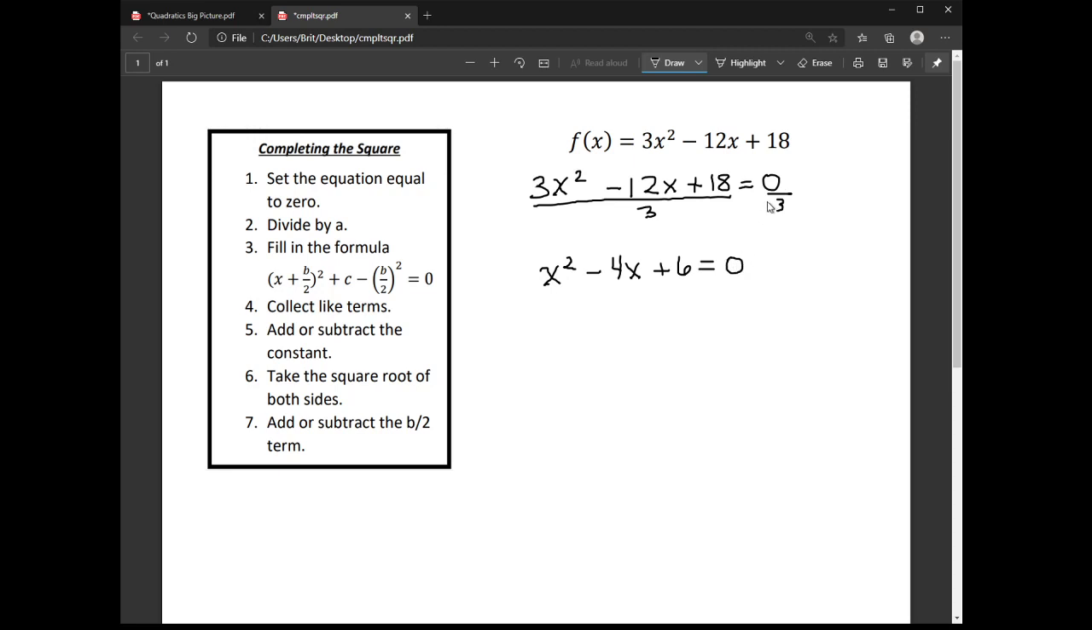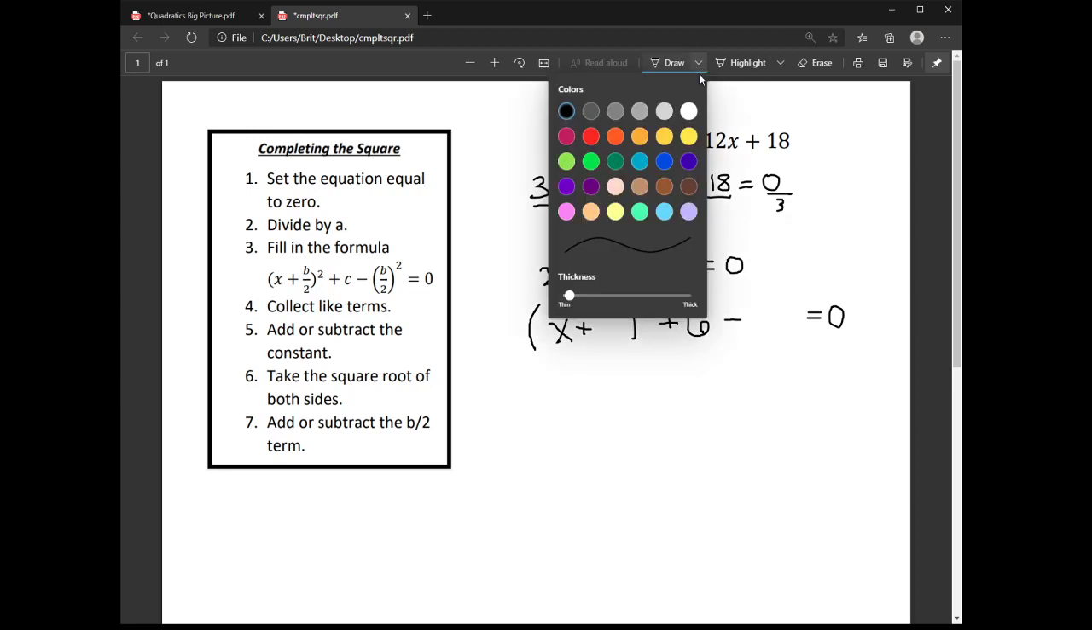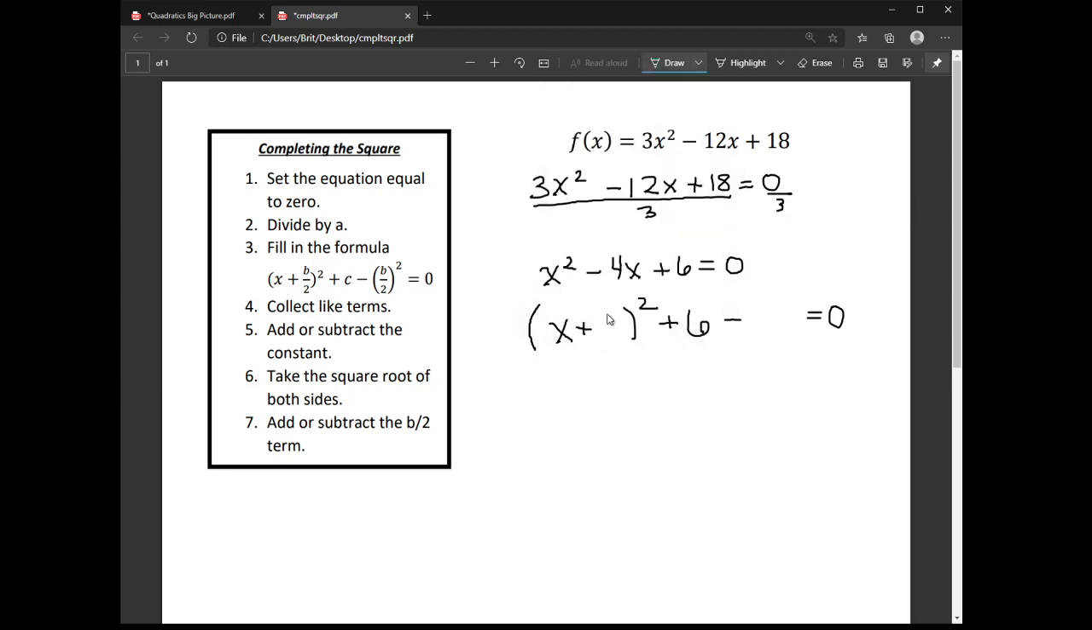So now this is the part where students tend to get a little confused. So I just remember this type of layout. You're always going to have an x plus and a square. And then you're going to drop your c down. And then you're going to put a minus and equals 0. And what we're going to do here is this first blank, I'm going to take my b value and divide it by 2.